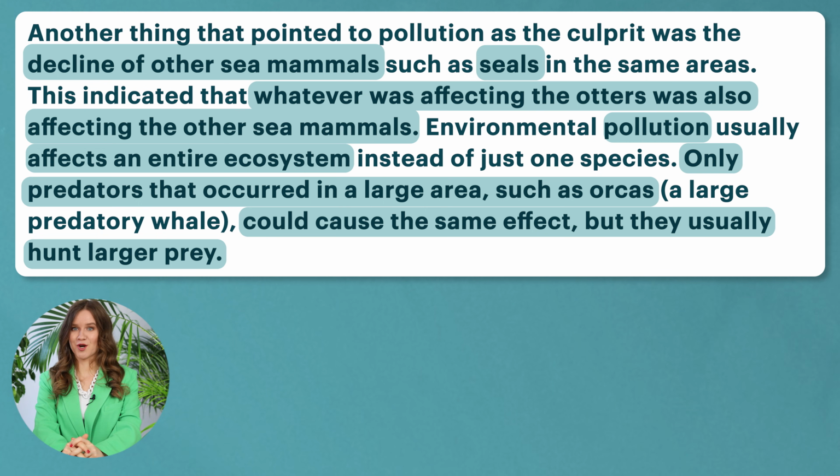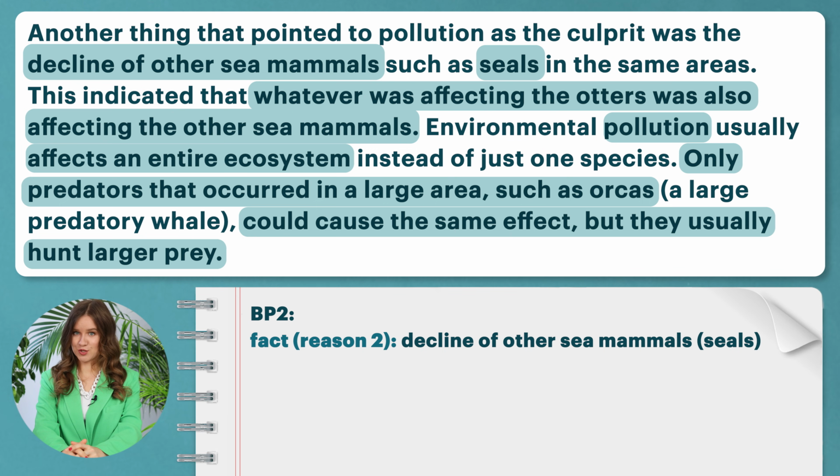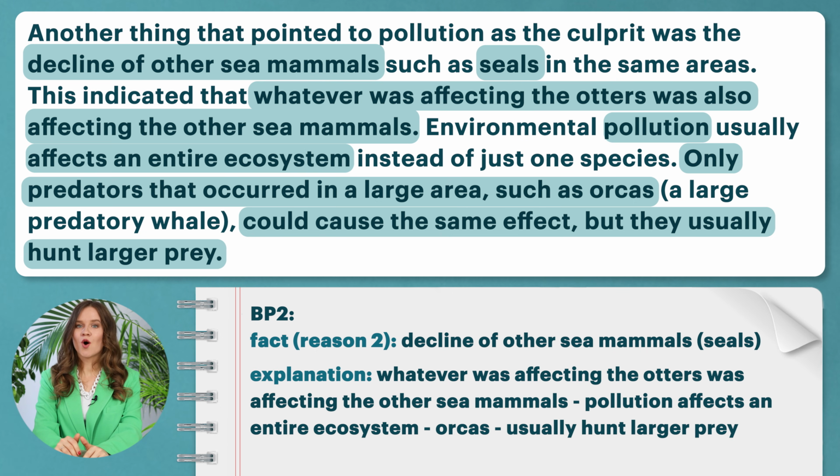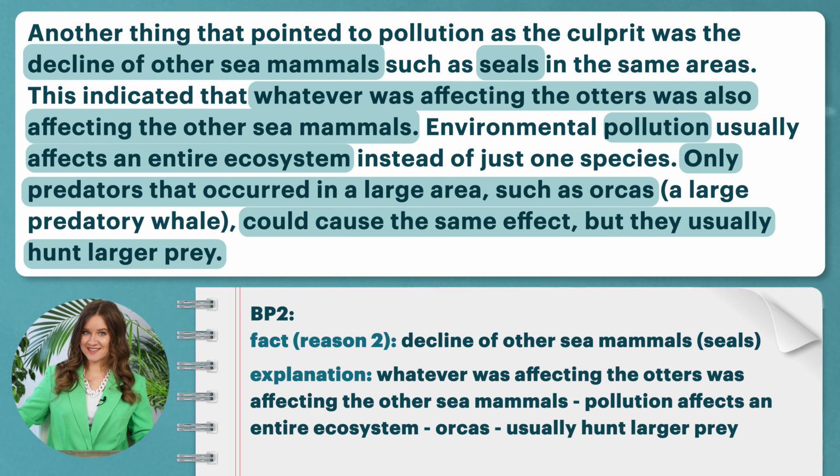So, in my notes, I will write down the following. Fact, reason 2, decline of other sea mammals, seals. Explanation, whatever was affecting the otters was affecting the other sea mammals. Pollution affects an entire ecosystem. Orcas usually hunt larger prey. Great. I wrote down the most important elements that I can use to build a logical argument in my essay.